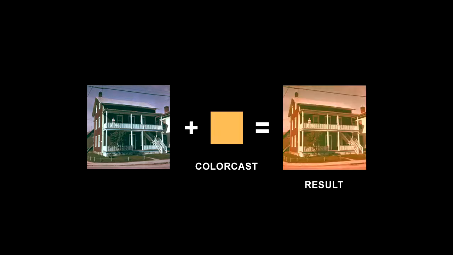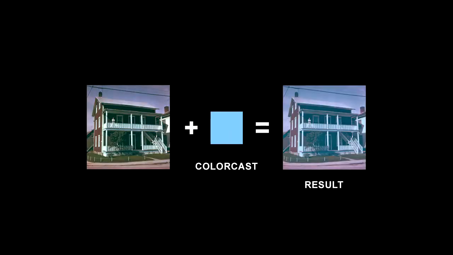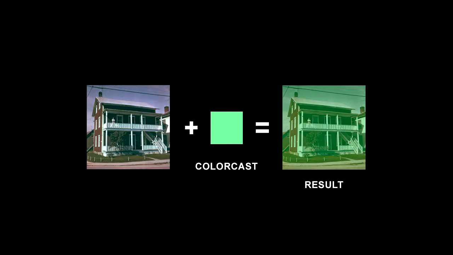Now let's do the opposite. We will add a few color casts to the image. An orange color cast, I would get this result. Let's add a light blue color cast. I would get this result. Finally, a green one. I would get this result. Once again, the three color casts.